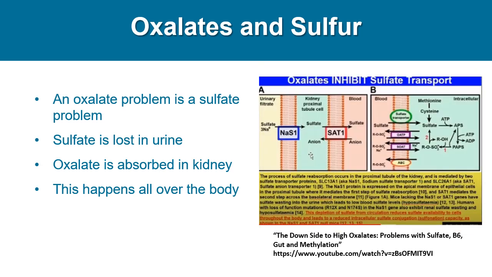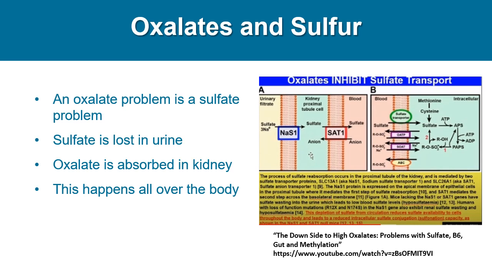Here's a really good image here that describes this as well. The arrows are reversible, so they're not stuck in that one direction. So you have this SAT1. It's a transporter protein and can get dysfunctional when oxalate builds up. And then we have the NAS1, which is a sulfate transporter that gets sulfate from the urine into the blood. So it takes the sulfate in. So again, with high oxalates in the urine, sulfur is lost in the urine in high amounts.